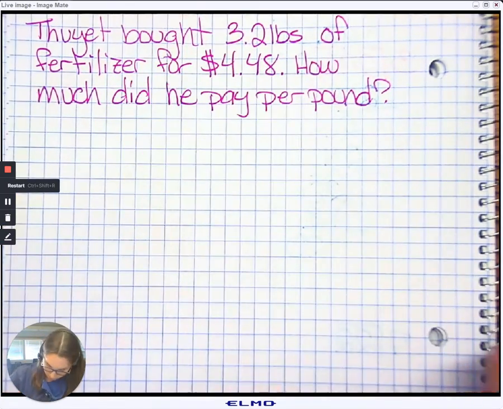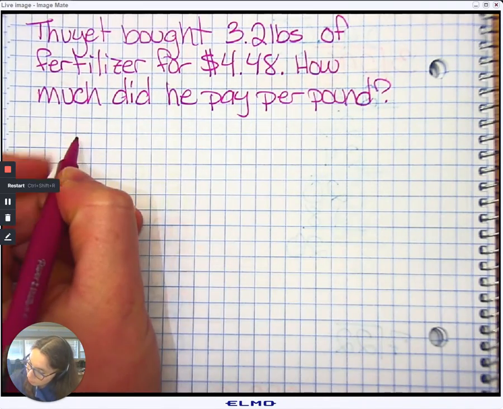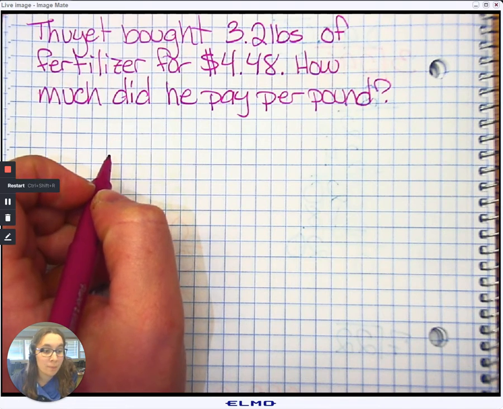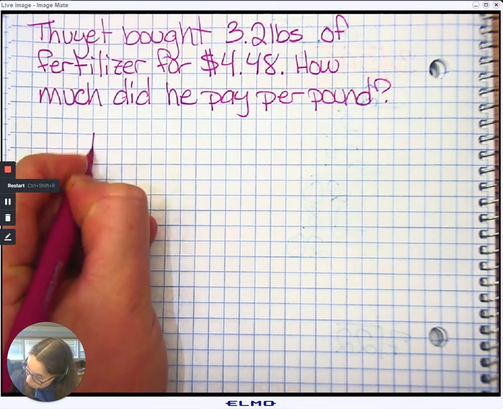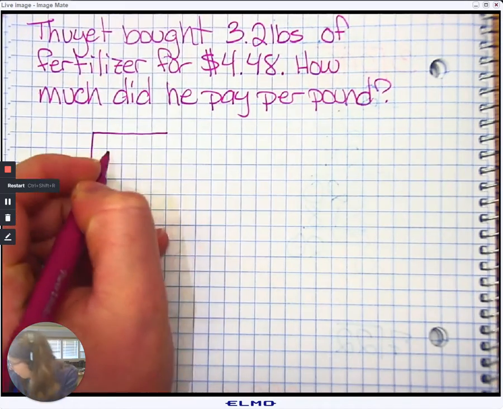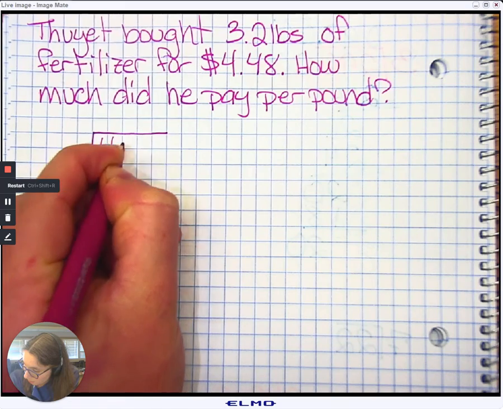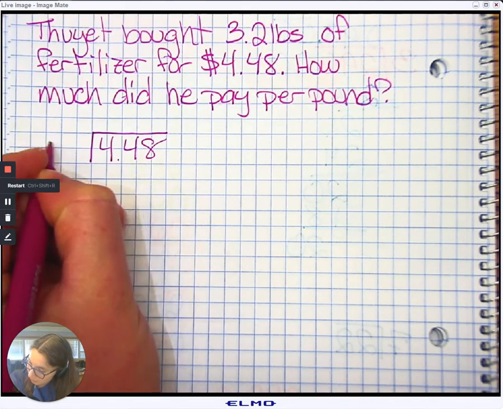We have 3.2 pounds and 4.48. So, we're finding price per pound. So we're going to divide price by the number of pounds. Price goes on the inside of the box for 4.48, and poundage goes on the outside, so 3.2.